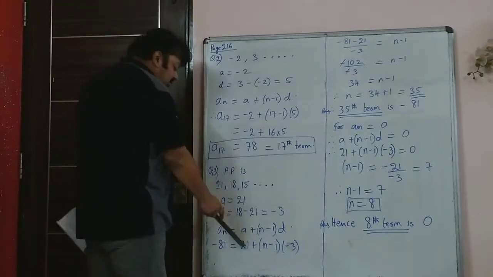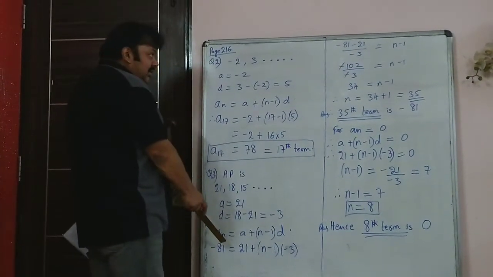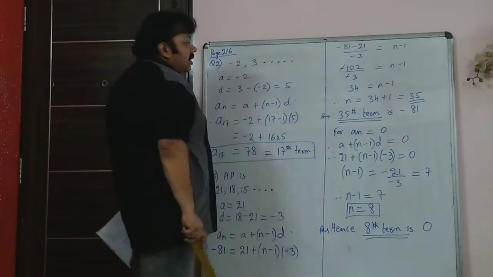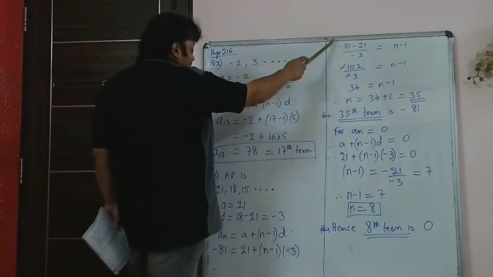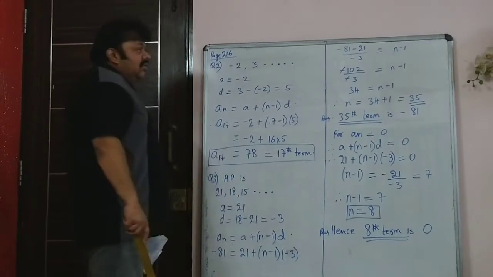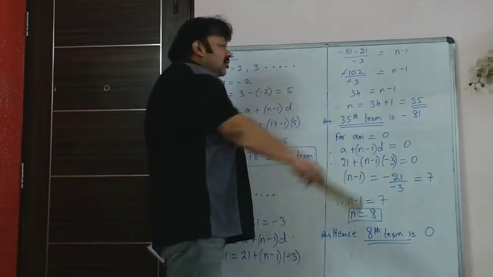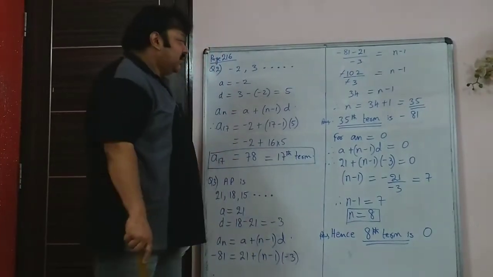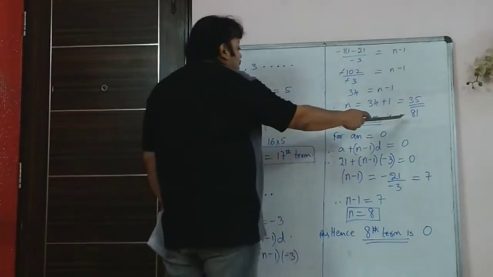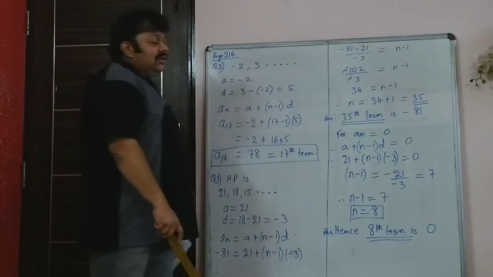So minus 21 when it comes to this side, so that time it will be 102 upon 3. The minus sign of both of them will cancel. So it will be 34. So that is n minus 1. So n will be 35. So the 35th term is minus 81. So that is the first answer.